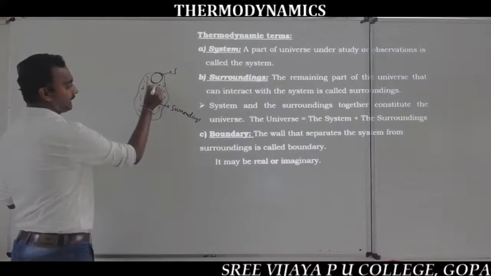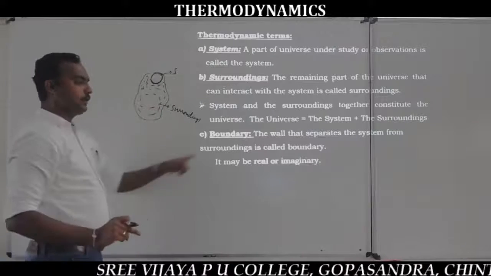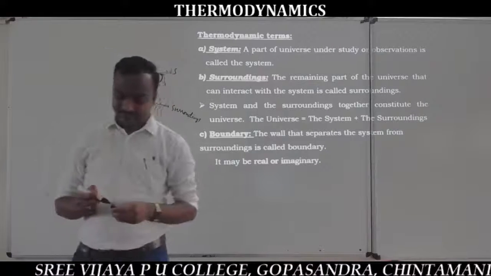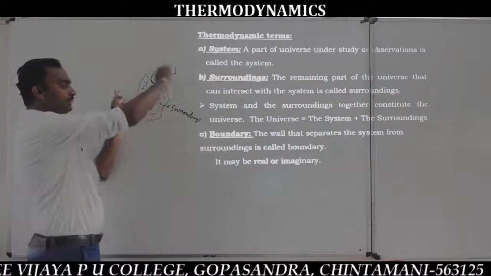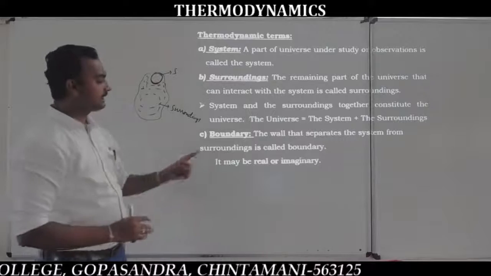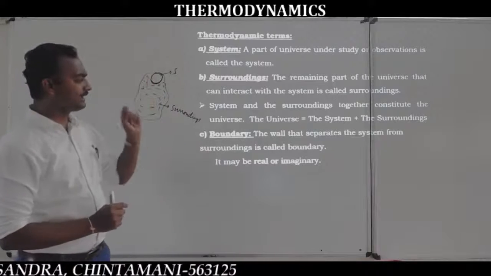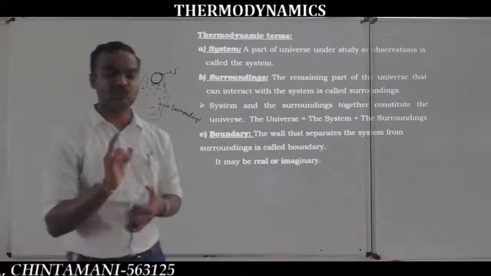So now, what happens between the two? If we take a wall, this is a wall. Now that is taken as a boundary. That is the wall that completely separates the system and surroundings in the universe, that is taken as a boundary. So that's about the system, surroundings and boundary. These are called thermodynamic terms.